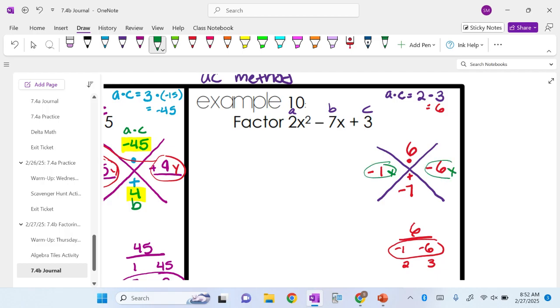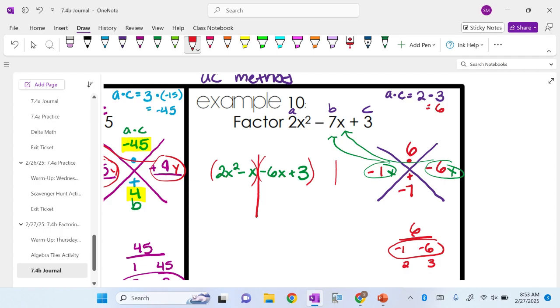Now I'm going to take these two and rewrite my expression, replacing the -7x. So I get 2x squared minus x, or 1x, minus 6x plus 3. And then we factor by grouping. So remember, you draw your line. Make sure you group the signs together still. So that negative needs to stay with the -6x.